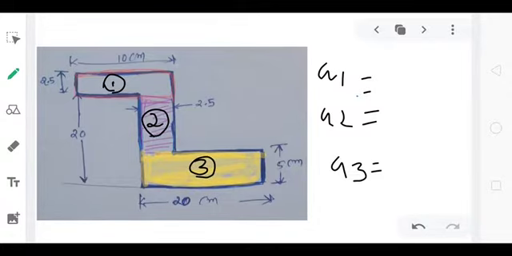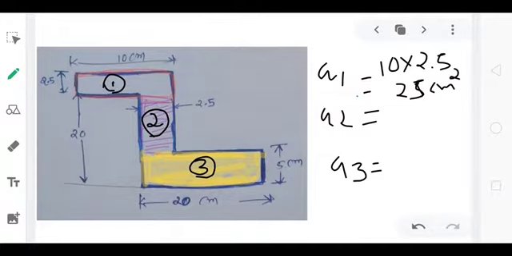So what will be the area of rectangle 1? It will be 10 multiplied by 2.5. So it will be 25 centimeter square, as all the dimensions are in centimeters.